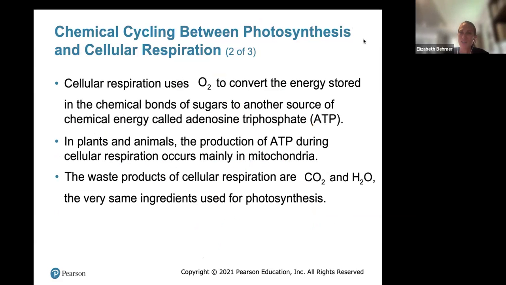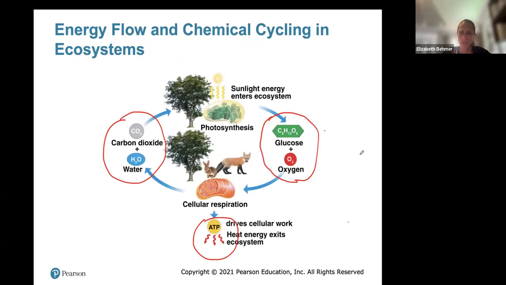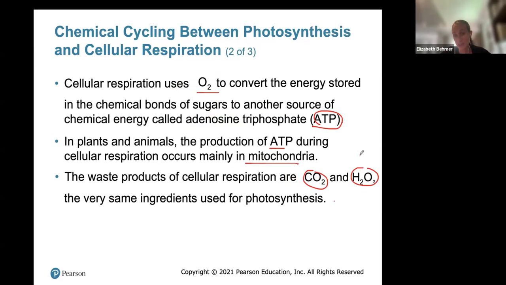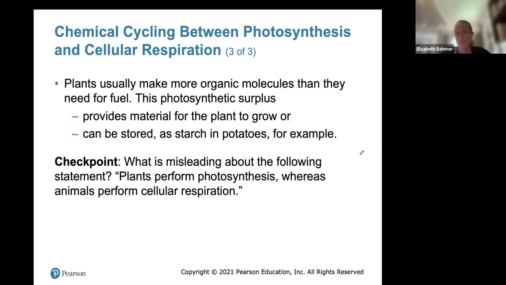My kids just watched The Lion King, The Circle of Life, and there's really no simpler way to state it. So cellular respiration uses O2 to convert energy stored in chemical bonds of sugars to another source of chemical energy called adenosine triphosphate. And the production of ATP during cellular respiration occurs in the mitochondria. The waste products of cellular respiration are CO2 and H2O, which are the same ingredients used for photosynthesis. Understanding this basic flow is something I want you to know, and we'll go from there.